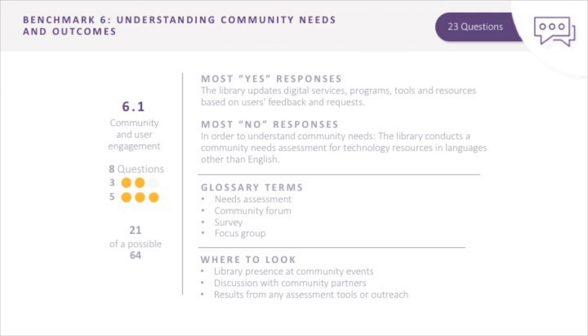Indicator 6.1 asks 8 questions about community and user engagement. A majority of the questions are level 3 difficulty level, and that can be seen in the low average points. On average, libraries only receive 21 out of 64 possible points. We found that the question that had the most yes responses from libraries was that their library updates digital services, programs, tools, and resources based on user feedback and requests.